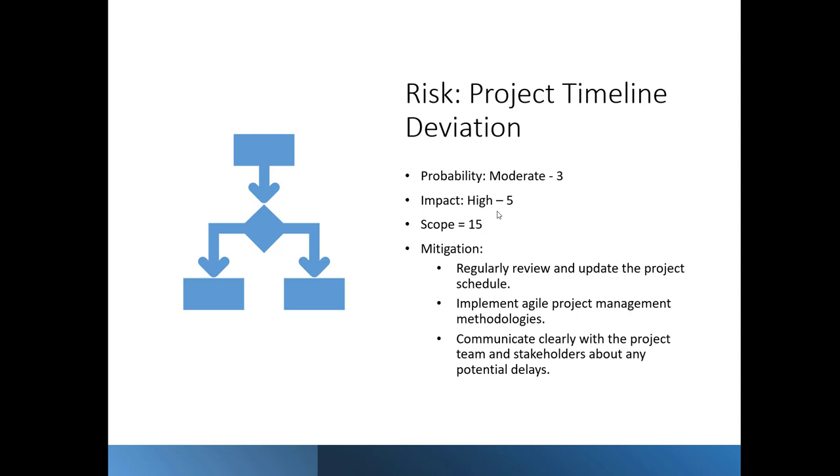So again, it's a moderate risk that we have to consider that this thing could happen. The way we can get around project timeline deviations, we regularly review and update the project schedule, implement agile project management methodologies. So thinking about sequencing work to make sure that we're on track. If something can't be done, something else can be done concurrently. And communicate clearly with the project team and stakeholders about any potential delay. So that way we can keep scheduling the work to keep going.